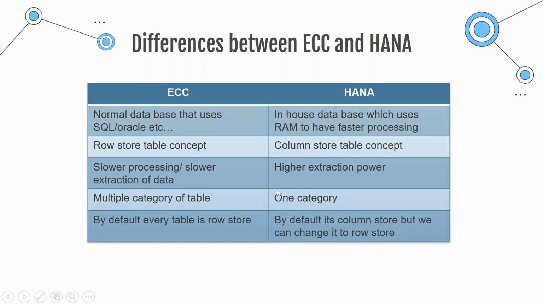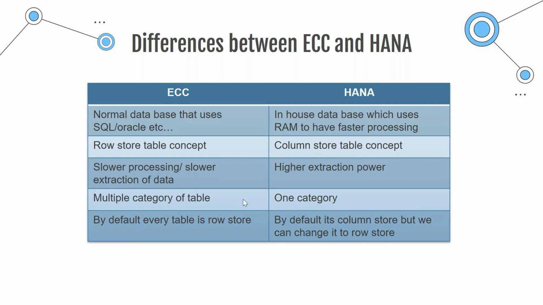Whereas in column store, the logic extraction happens column-wise, in this vertical manner. So that is your column store. Then the ECC system will have slower processing power, right? Compared to HANA, it will be slow when you are extracting the data. Whereas HANA will have higher extraction power, and the ECC system will have multiple categories of tables. We'll see these categories when we get into the data dictionary concept. And in the HANA system, these categories are removed and you will only see one category of table, right?